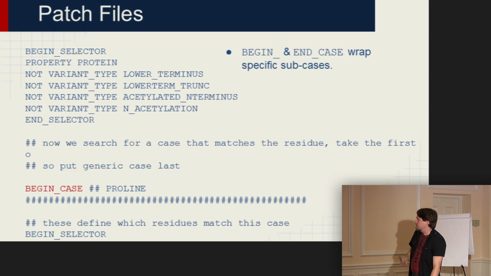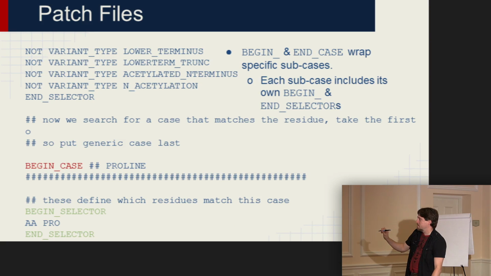You can also have subcases, and those are designated by begin case and end case. So here's a good one that's well commented. Let's say we want to deal with a case of proline. So we say begin case, and then we have a separate set of begin selectors that say, okay, it's already made it through these checks, so I'm still deciding whether I'm going to patch this or not. And then this begin selector says, okay, does it have proline for its AA enum? If that's the case, then it patches it, and it does specific things to the protein.